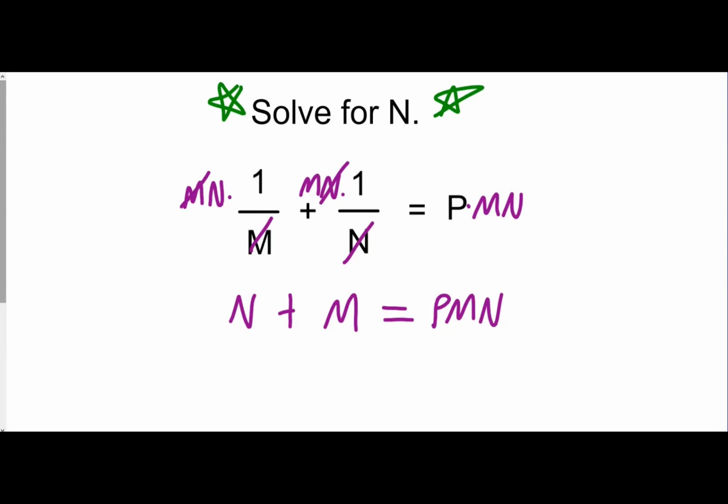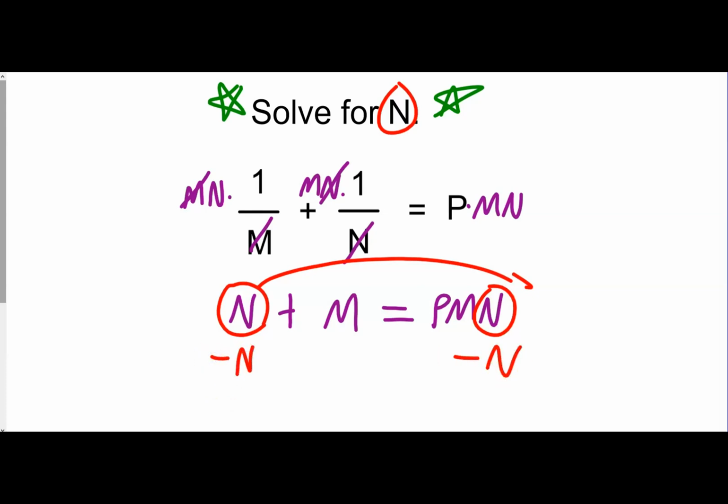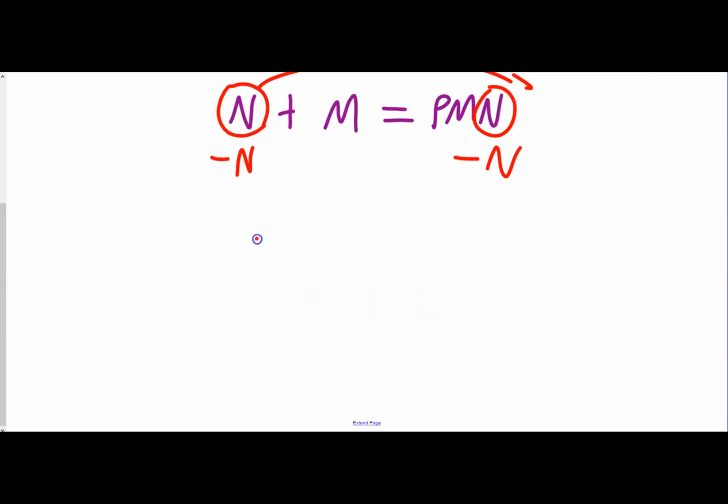So, this looks just like the last problem. The only difference on this one is I changed who you want. We want N. So notice, there are 2 N's. That means we've got to do that step 2. Get all these N's on one side. Pick this guy up, move it over there. Minus N. Minus N. So that gives us M equal to PMN minus N.